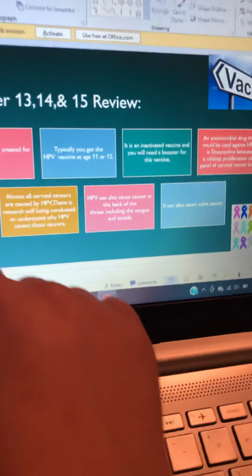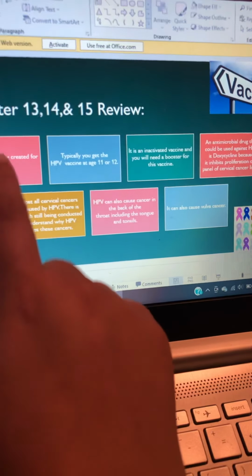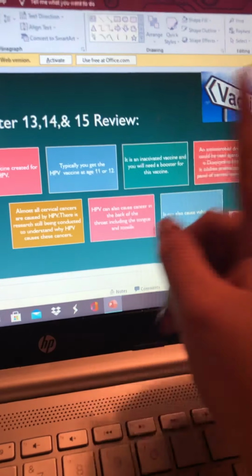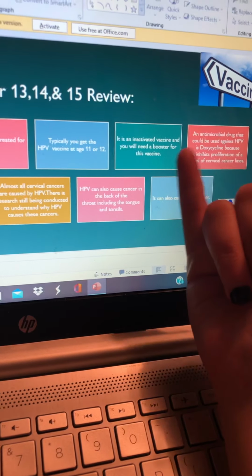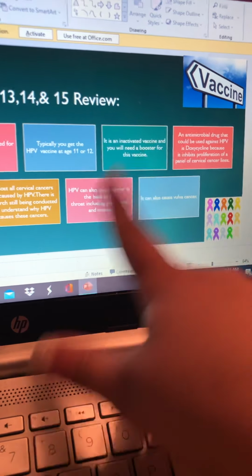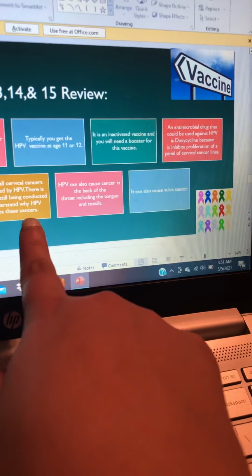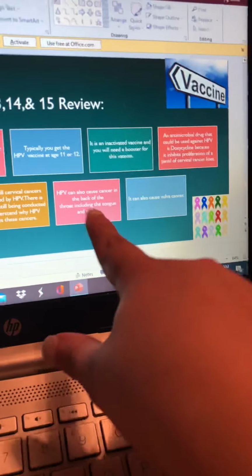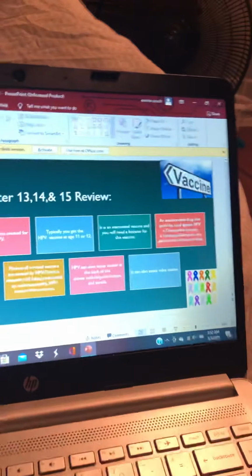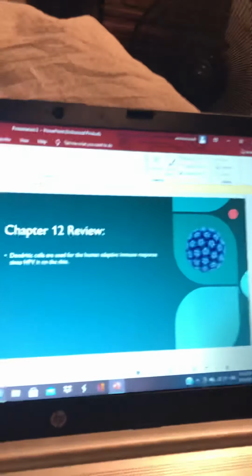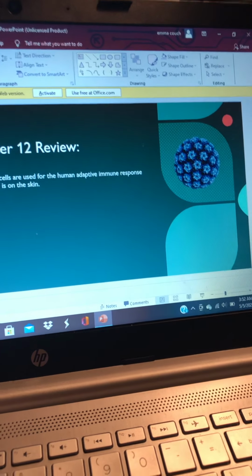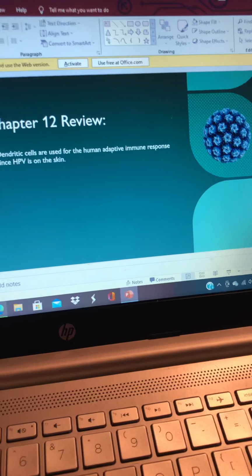This is the chapter 13, 14, and 15 review. It just shows that there is a vaccination that usually at age 11 or 12 you get. This shows that it's an inactivated vaccine. This shows that it can cause cervical cancer, and it can also cause cancer in the back of the throat, on your tongue or your tonsils, and it can also cause vulvar cancer. Moving along to chapter 12, it just shows dendritic cells are used for human adaptive immune response, since HPV is on the skin.